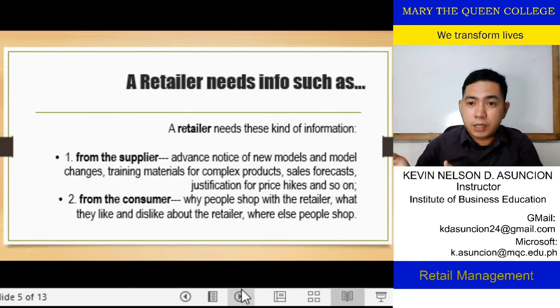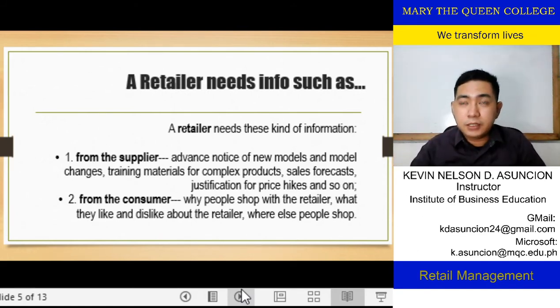Pinabebenta mo sa isang retailer ito, so dapat maalam siya, no? Look at these mobile phone vendors, no? Tinetrain sila kung ano yung best specs nila, kanino siya dapat, no?